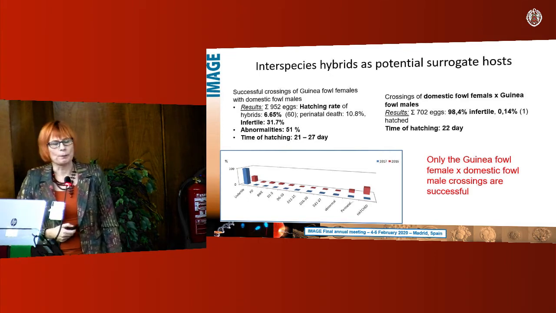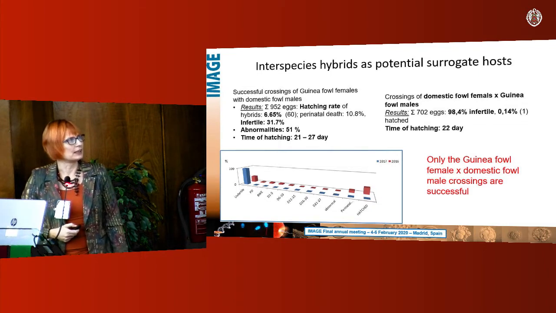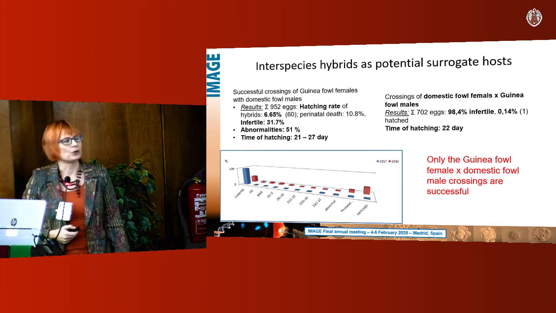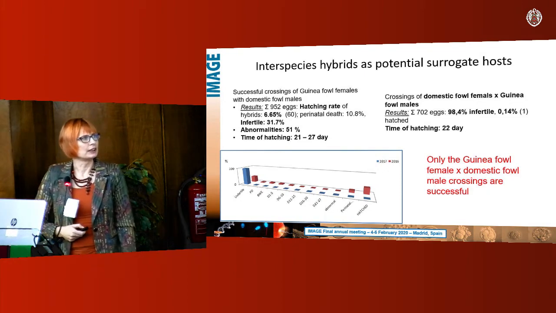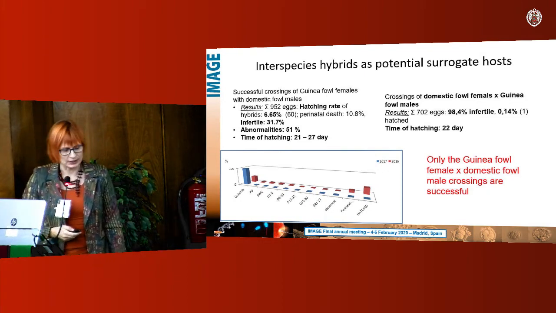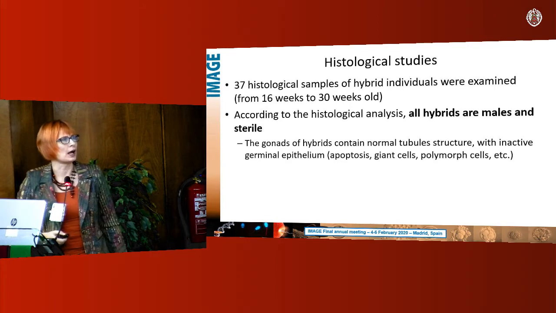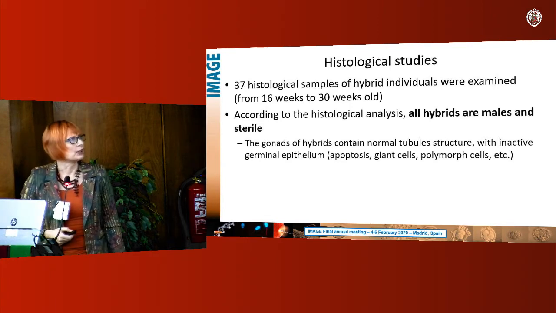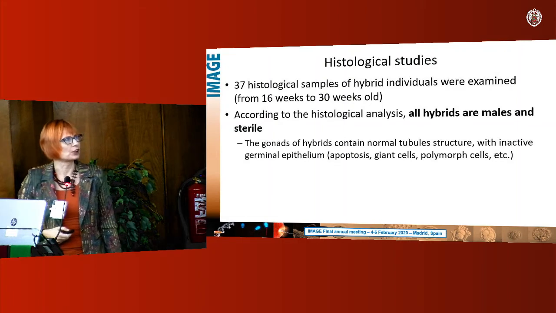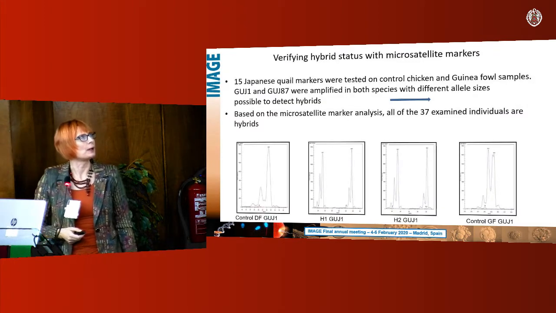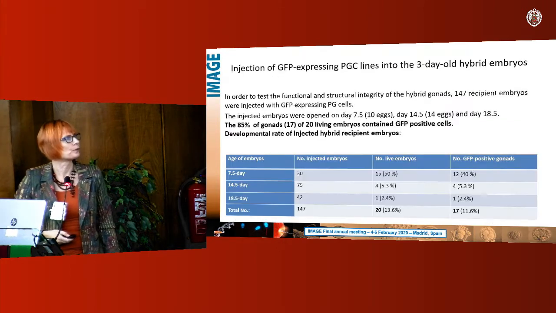6.65%. We tried the opposite crossing, applying domestic fowl females and guinea fowl males, but in this case, unfortunately, only one egg hatched out of more than 700 eggs, so it was not really effective. Only the guinea fowl female and domestic fowl male crossings are successful. According to the histological analysis, all hybrids are males and sterile. The gonads of hybrids contain normal tubule structure with inactive germinal epithelium. The hybrid status was verified applying microsatellite marker analysis too.